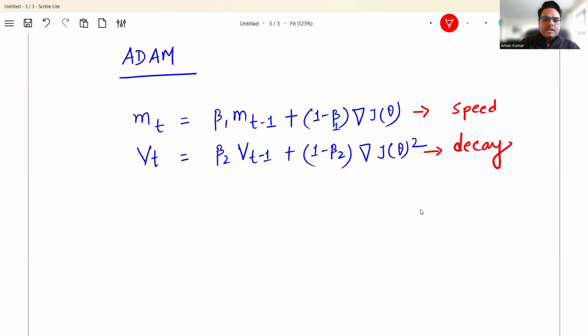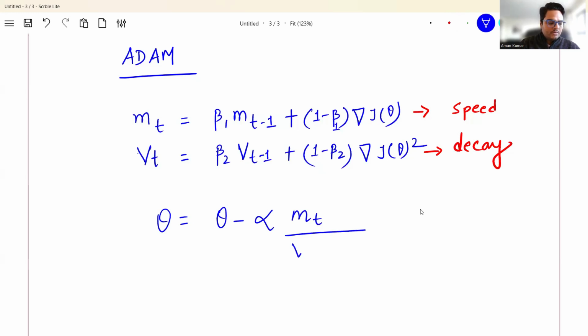Once it has speed and it has decay both, then it will simply adjust the weight like this. Theta is equal to theta minus alpha times mt by vt under root plus epsilon. Okay. So this is the formula for Adam basically. This is called first moment and this is called second moment.